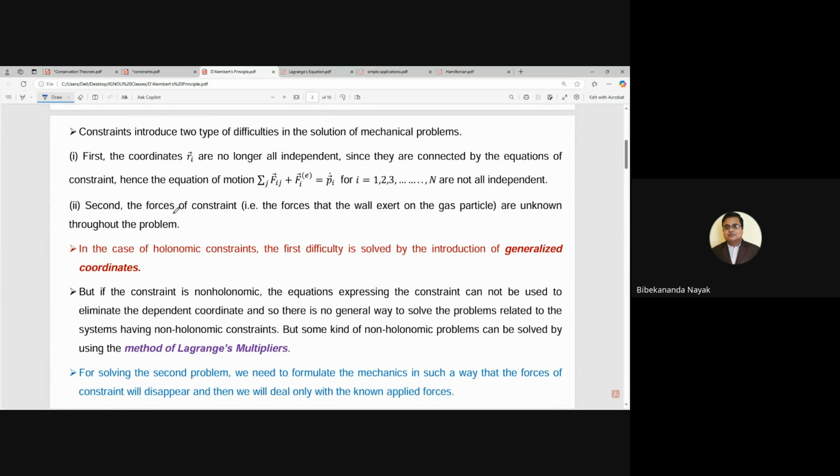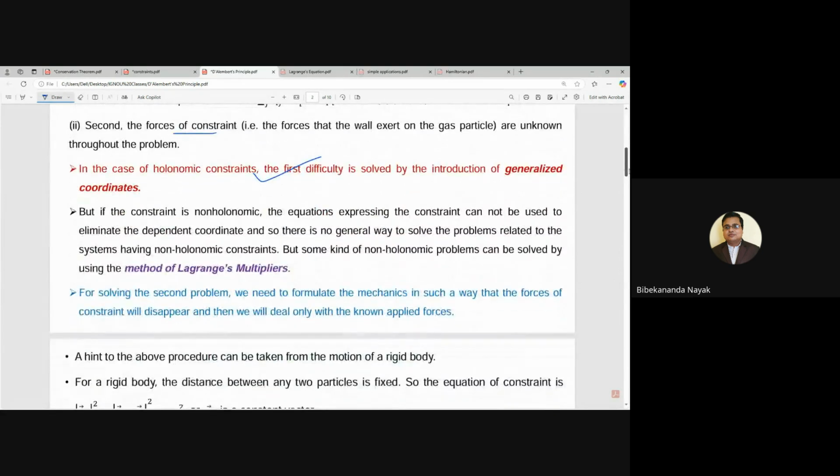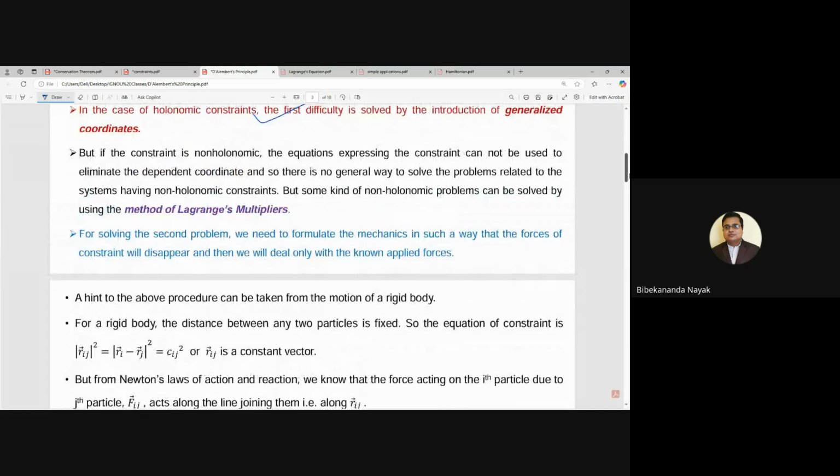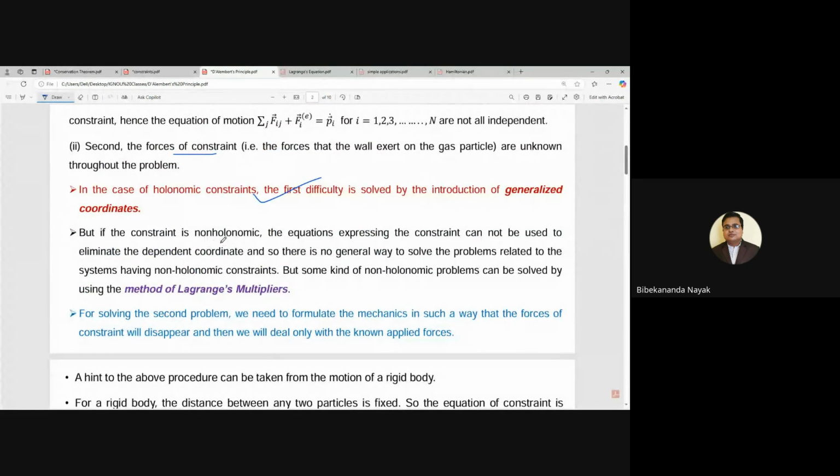The second problem: the force of constraint is unknown throughout the problem. The first problem can be solved by generalized coordinates. For solving the second problem, there is also one line. If the constraint is non-holonomic, then for solving the first problem, instead of generalized coordinates, we can solve some problems, not all, by using Lagrange's method of Lagrange's multiplier.